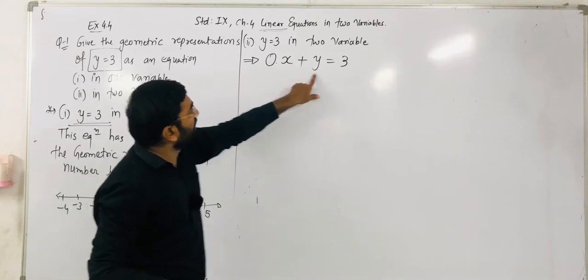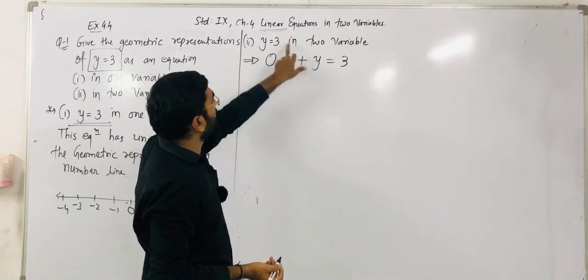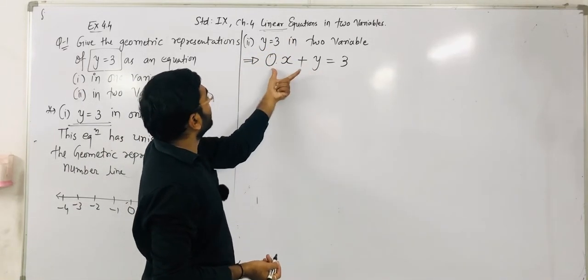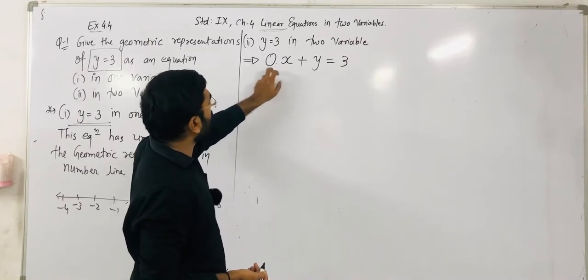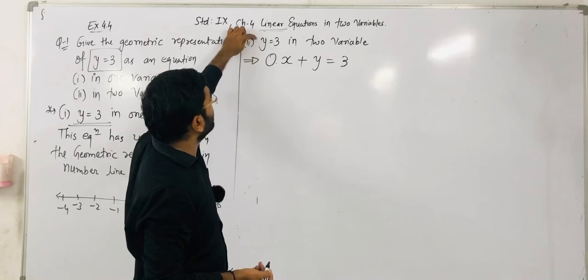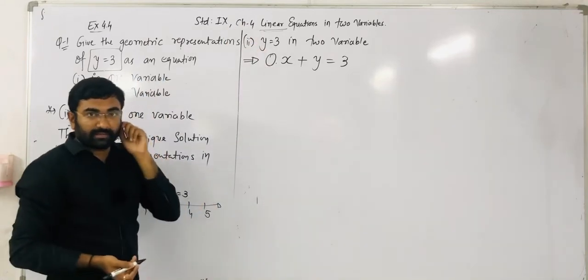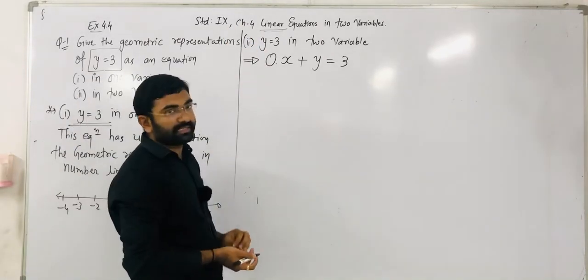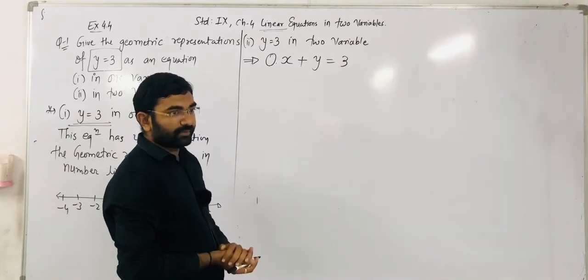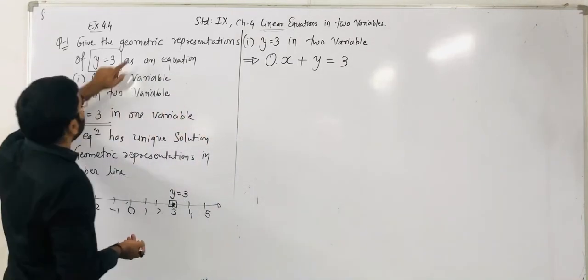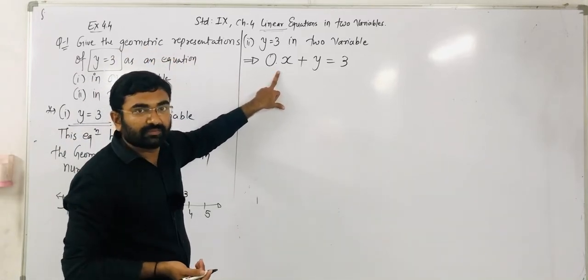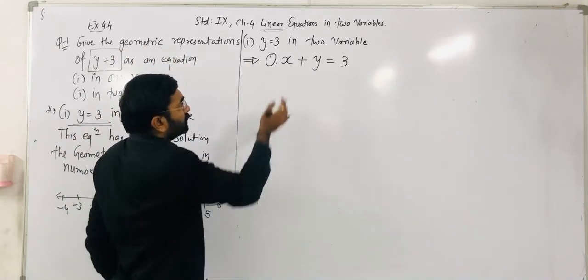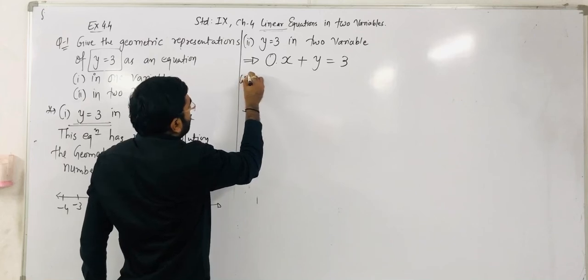So now we can say this equation, y is equal to 3, is in two variables. The two variables are x and y. But we take the x coefficient as 0 because in the given equation the x variable is not given. That's why we represent it with the coefficient 0. Now we have to define this representation geometrically. Geometrically means we have to plot the graph. So first of all we have to make a table.